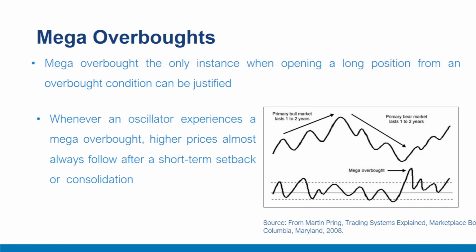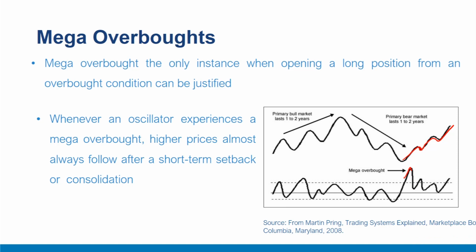We can say that this mega overbought is the only instance when opening a long position from an overbought condition can be justified. Even so, it can only be rationalized by someone with a long-term time horizon. This is due to the fact that whenever an oscillator experiences a mega overbought, higher prices almost always follow after a short-term setback. So once there is a mega overbought, higher prices will follow. There is a short-term setback, but then prices will move up.